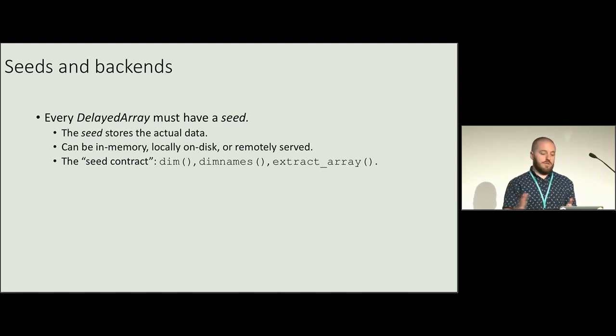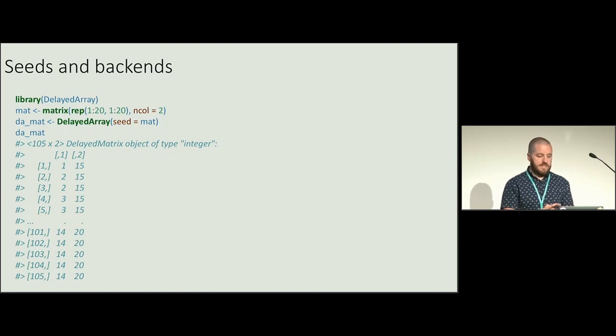So there's many options. To implement one of these backends, you only have to implement three things: a dim names, and a way to extract an array from this object. So to give some quick examples, here's creating a delayed array where we're just storing using an ordinary matrix. Nothing too exciting here, just that you pass it as the seed of the object. And you see you get some nice printing where you don't have that thing where you have a matrix and it fills up your entire prompt.